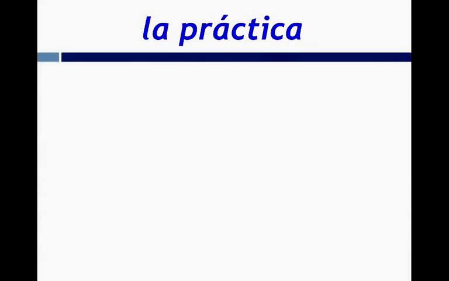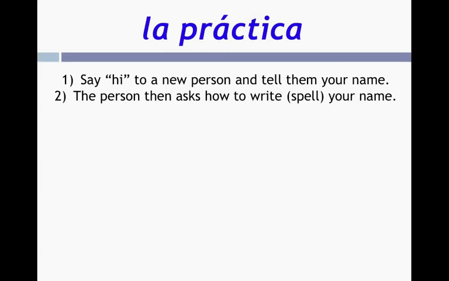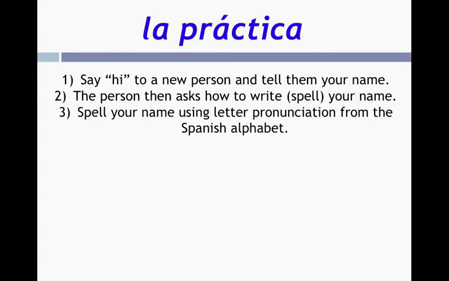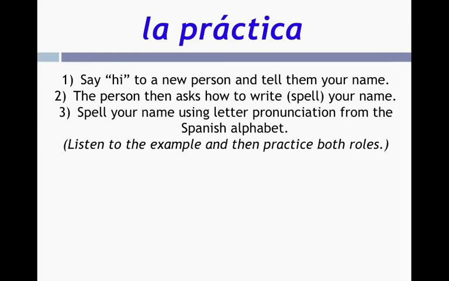Now let's put what you've learned into a more practical situation. It's time to say hi to a new person and tell them your name. But for some reason, they don't understand you very well, so they're going to ask how to spell your name. This might be a situation where you are in a taxi in Mexico and you want them to take you to a place called Oaxaca. And you look at the spelling of that very unfamiliar native indigenous word and you just don't know how to pronounce it. So you might try to stumble through something and the taxi cab driver might ask you, well, how do you spell it? That would be an occasion where this could be really useful. And you then spell the name, using the letter pronunciation from the Spanish alphabet. So listen to the example and then practice both roles.